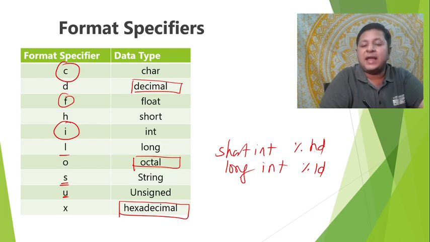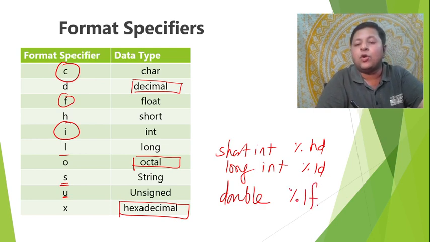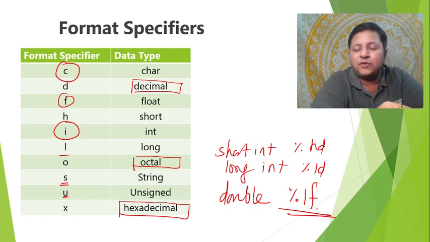For float you have %f, but for double there is no separate format specifier, so for double I can use %lf. Double could be considered as long float, and I can use %lf. For long double also one can use %lf, you don't have to use %llf. Sometimes you see some of them using capital L and then f, indicating it is long double. But even if I go with %lf, it will be sufficient. So I guess you got a good knowledge of format specifiers.